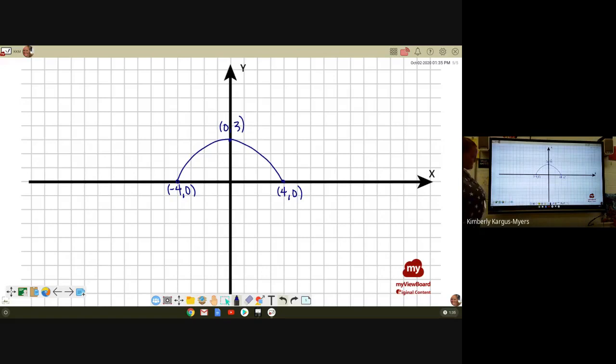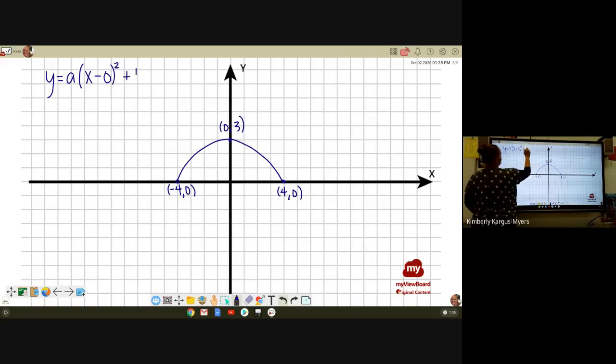Okay, so in this one, a times (x minus 0) squared, usually write the 0, plus k. You know what k is? It's 3. So now I can get rid of the 0. Technically, I could write it like this, but we just don't usually write zeros because it's weird.